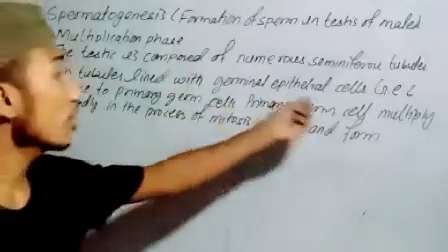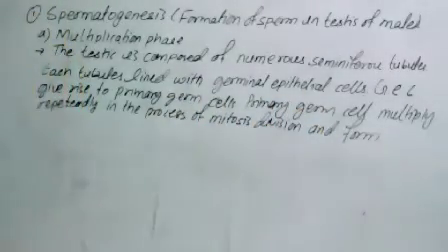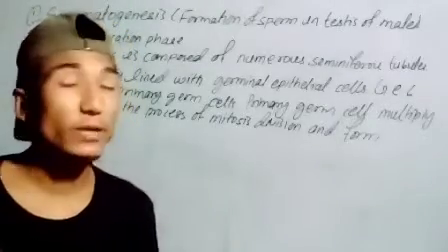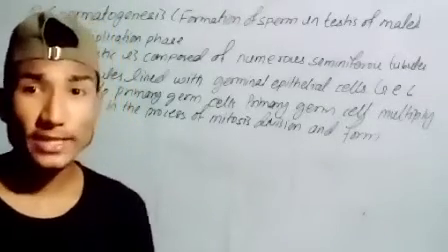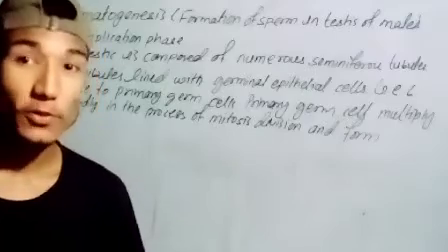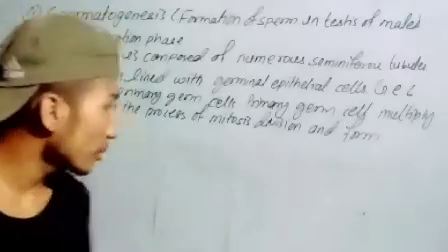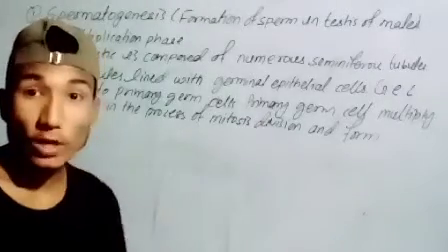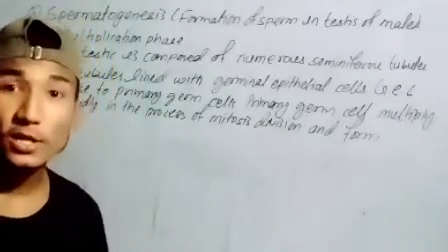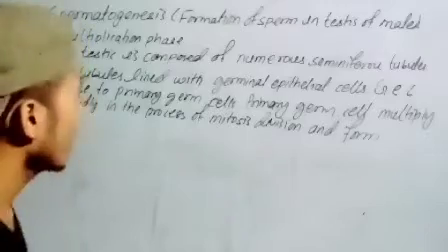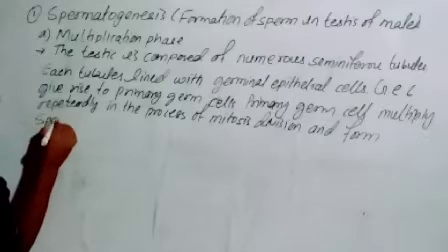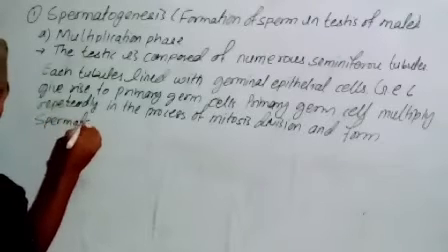Okay, that primary germ cell multiplies repeatedly by the process of mitosis cell division. Mitosis cell division means the chromosome number stays diploid. Diploid chromosome means the same number of chromosomes after mitosis division, and it forms one of the cells called the spermatogonia.